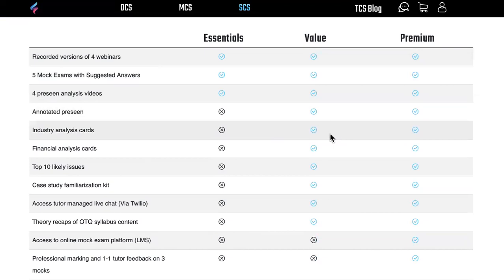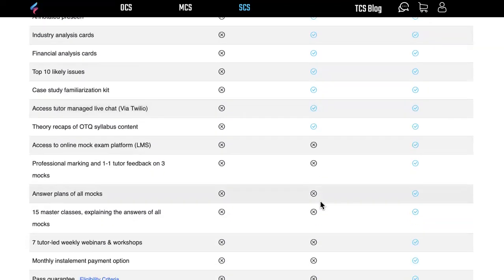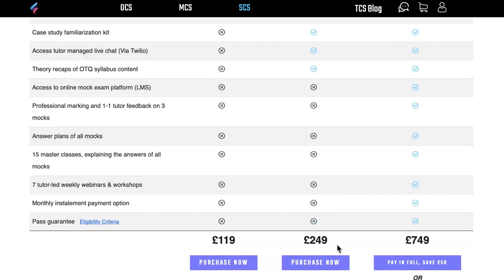And you'd also get your hands on the industry analysis cards, financial analysis cards, the top 10 likely shows, the case study familiarization kit, and the theory recaps pertaining to the OTQ syllabus content. These OTQ revision cards are extremely beneficial if you want to brush up your knowledge pertaining to E3, P3, and F3 related areas. And you'd also have access to a tutor managed live chat via Twilio, which is integrated within our website. And this is priced at £249.